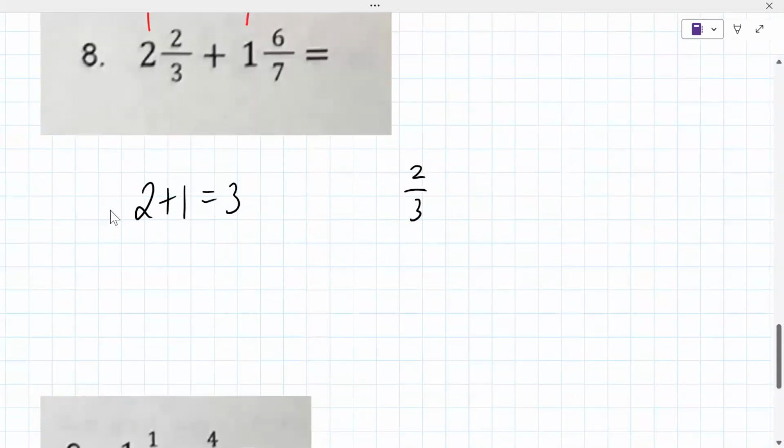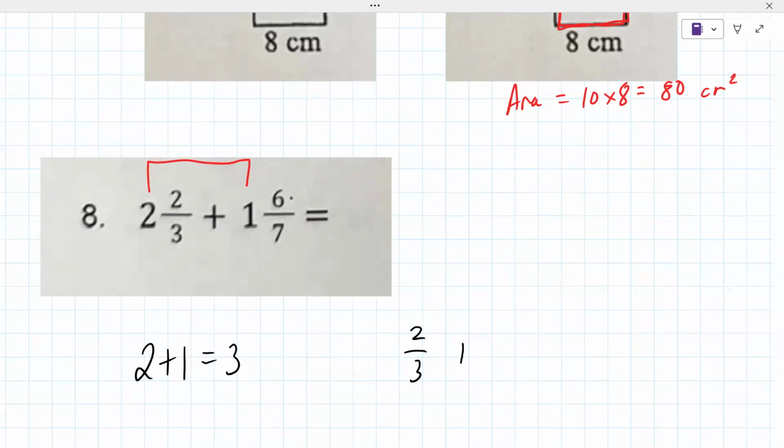Did you try number 8 yet? No, I haven't. Okay, so like I mentioned, you can add the whole numbers and then you can add the fraction parts. So the whole numbers are 3. Why don't you add the fraction parts for me?